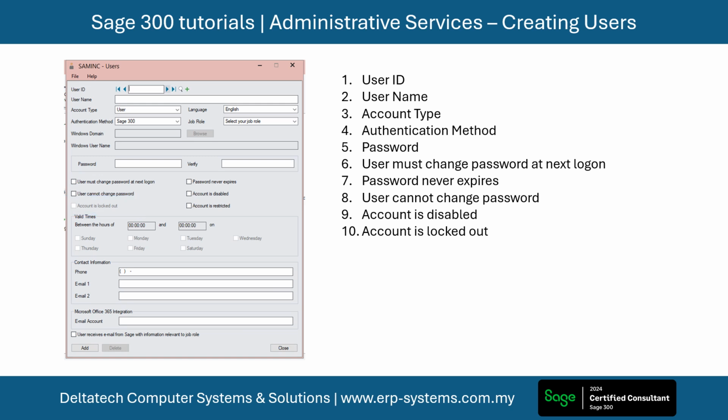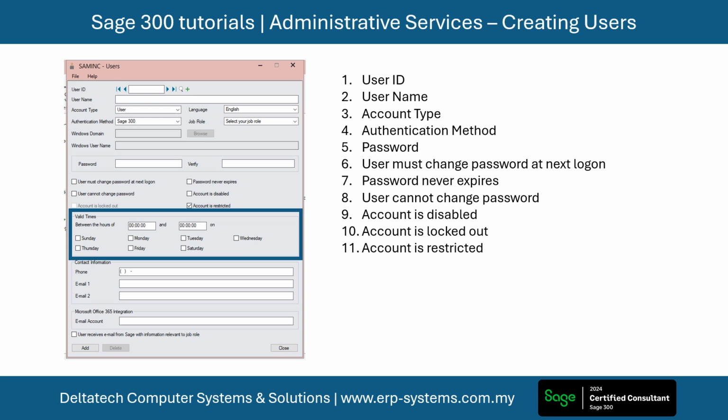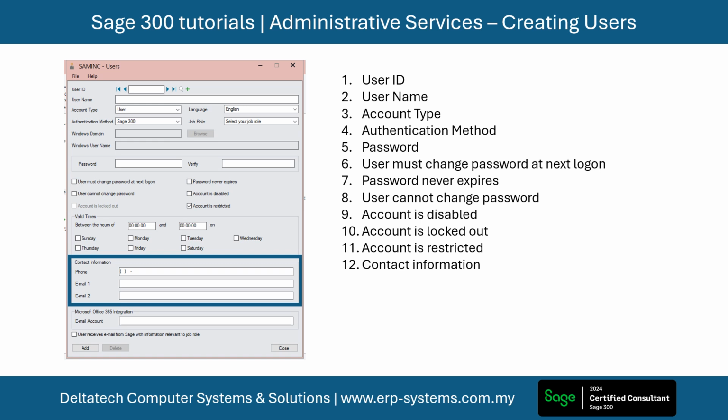You can restrict user access by selecting the Account is Restricted option. When this option is selected, you can specify the days and times the user can log in to Sage 300. Although not required, it would be helpful to have the user's contact information here when needed.